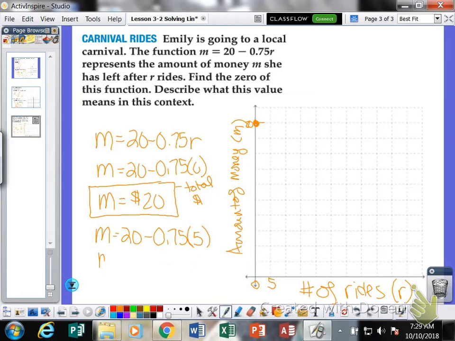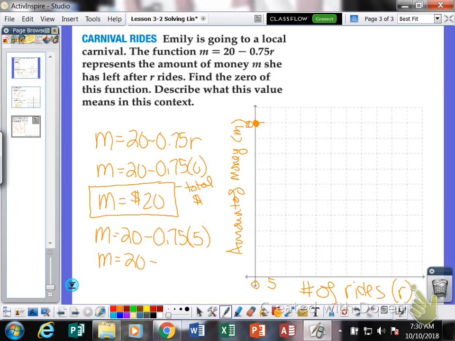So M equals 20 minus 5 times 0.75, which is 3.75. And then 20 minus 3.75 is 16.25. So I'm at 16.25 at 5. So 2, 4, 6, 8, 10, 12, 14, 16, 17. So maybe right about in there. So I've got a little bit more to go yet.